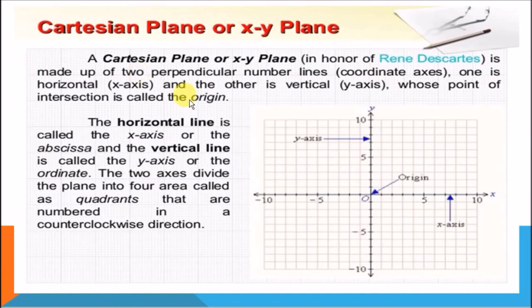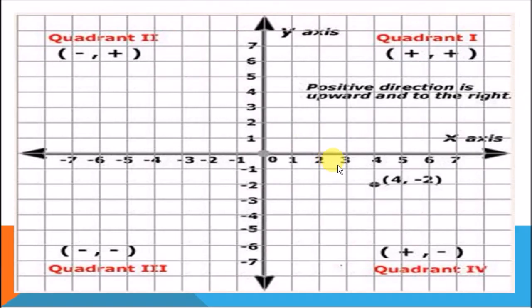So right here, this is a Cartesian plane or a xy plane, which is made up of two perpendicular number lines, as both the lines bear numbers. The horizontal line is called the x-axis or the abscissa, and the vertical line is called the y-axis or the ordinate. The two axes intersect at a point known as the origin, and the coordinate of the origin will be 0, 0. The two axes divide the plane into 4 areas or the 4 parts, and they are known as quadrants.